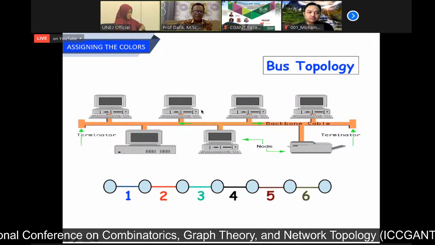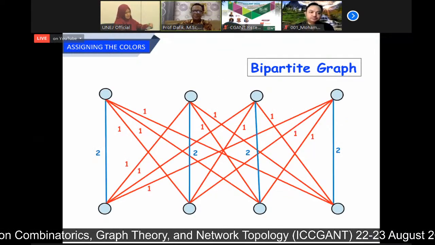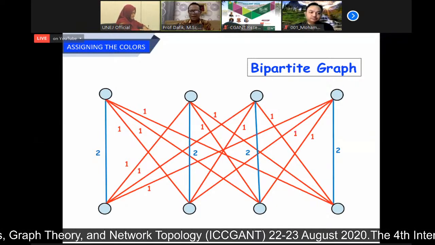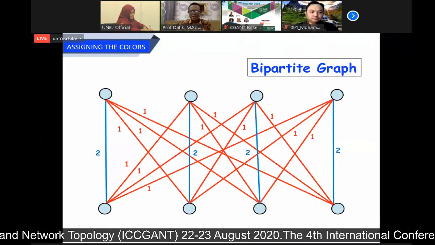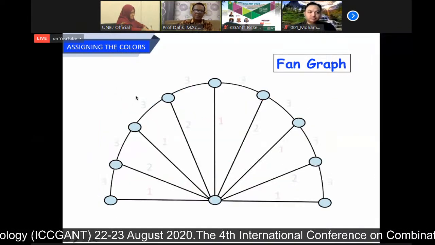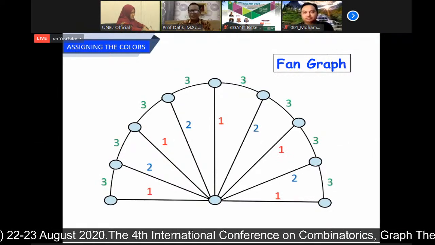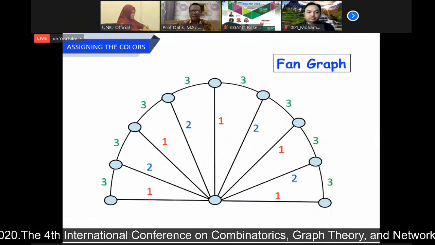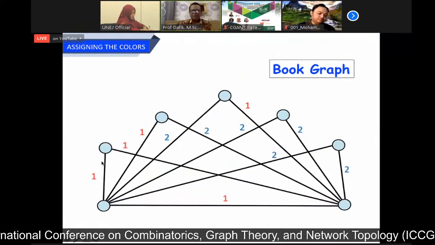This is a path, and this is a bipartite graph. There are 2 colors of edges, and the rainbow connection number is, of course, 2. And this one is a fan graph. We have 3 colors, and of course the rainbow connection number is 3. And we have a book graph.